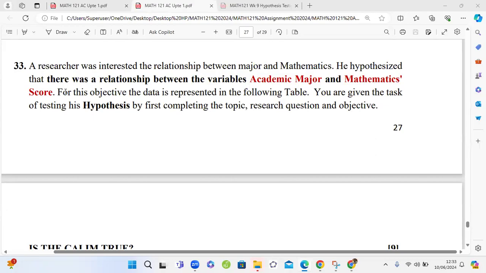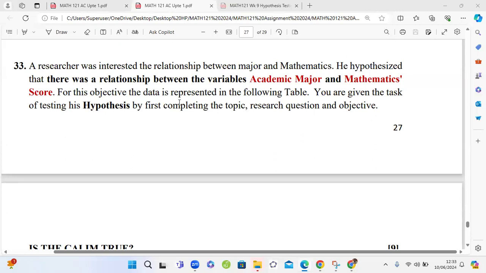This recording is based on assignment C number 33. It says a researcher was interested in the relationship between major and mathematics. What is the relationship? Is there a relationship between your academic major and your mathematics score? So he hypothesized that there was a relationship between the variables, academic major and mathematics score.